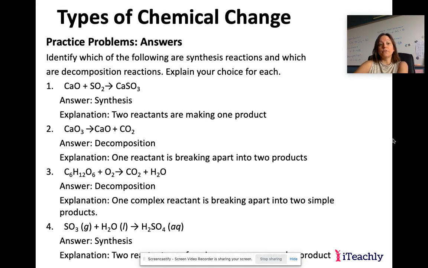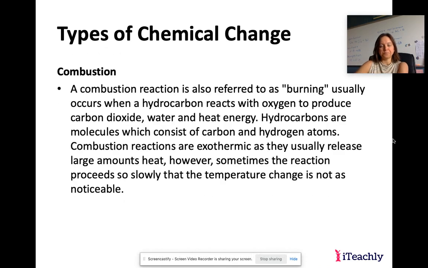So how'd you do? The first one is synthesis, because we have two small making a big. Number two, again, is decomposition, because we're making it big and making it small. Three is decomposition, because we have a big compound making it small. And number four, we have two small compounds and making a bigger compound.